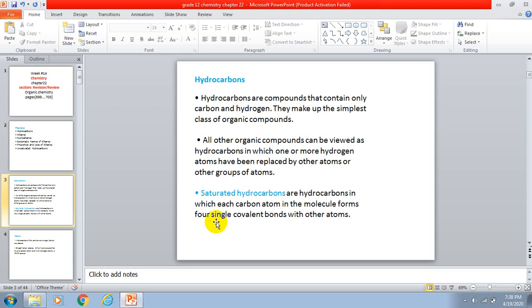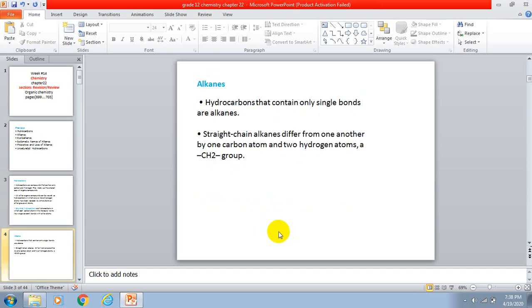Hydrocarbons, the definitions: what are hydrocarbons? Saturated hydrocarbons are there as well. Hydrocarbons are compounds that contain only carbon and hydrogen, which make up the simplest class of organic compounds. Then the saturated hydrocarbons are the second type of hydrocarbons. These are the hydrocarbons in which each carbon atom in a molecule forms 4 single covalent bonds with other atoms.